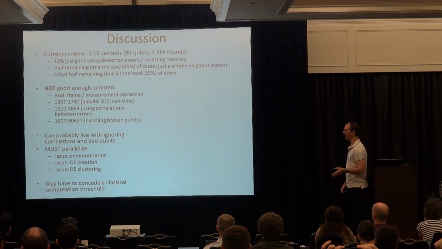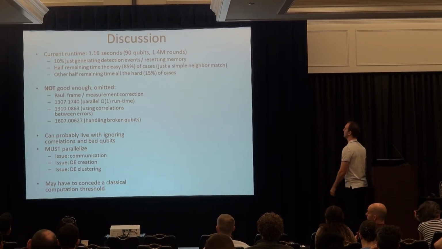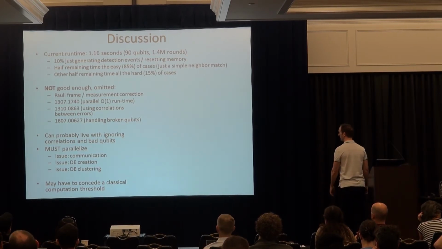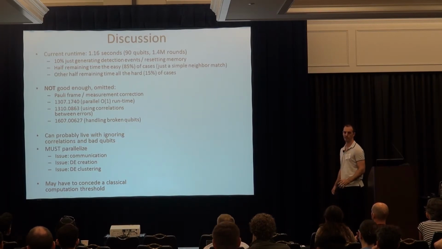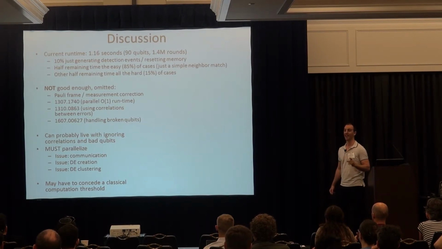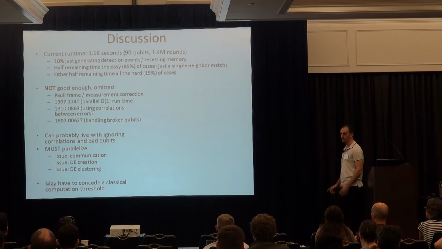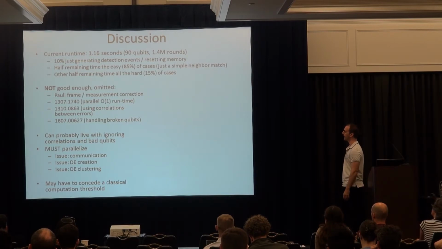You know what needs to happen. It's not like you're going to discover anything new scientifically. You've just got to get it really, really fast. So the current runtime looks tantalizingly close at first glance. It takes 1.16 seconds to do what was supposed to take 1 second. So it's 90 qubits, 1.4 million rounds, 3 million detection events. So on the one hand, that makes me happy, but what makes me sad is the following.